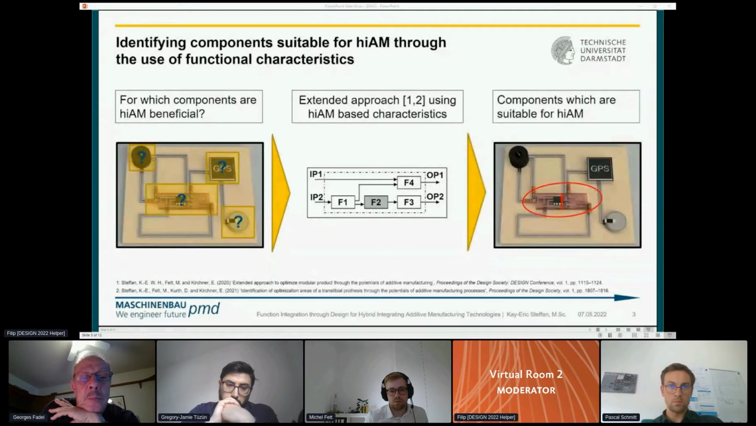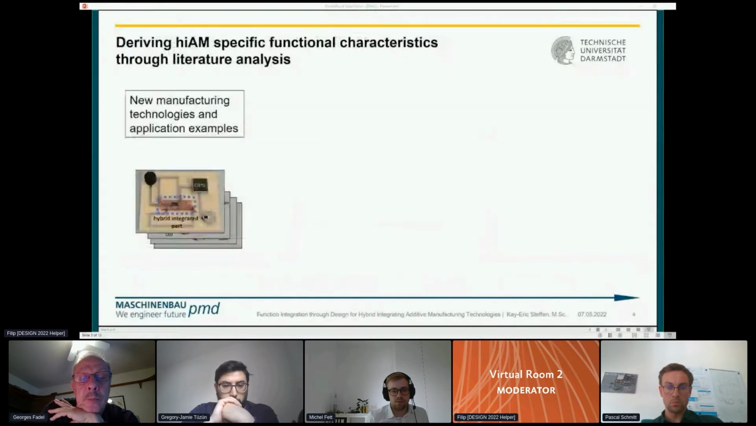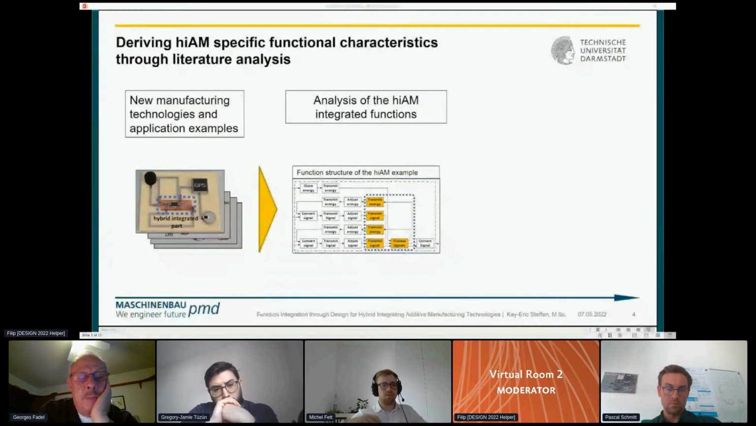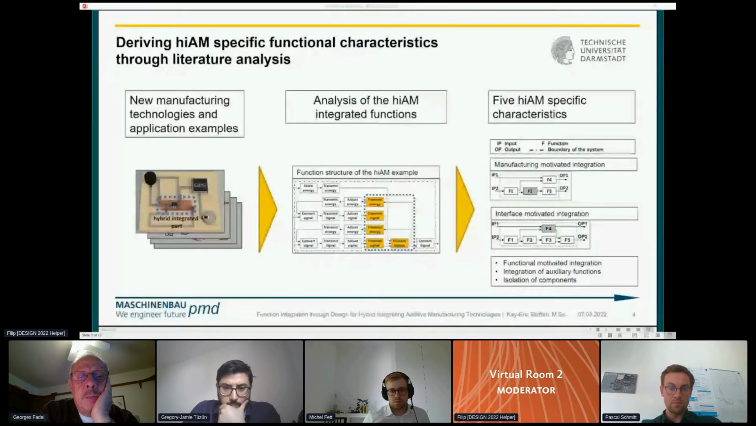The result is the consideration of the potentials of hybrid integrating additive manufacturing during the early concept phase in the product development process. In order to derive characteristics specific to high AM, documented application examples were collected from the literature. From these examples, the function structures were formed. Subsequently, the areas that were made possible by the integrated components were analyzed. This revealed 5 characteristic configurations of the function structure that occur specific to the high AM.